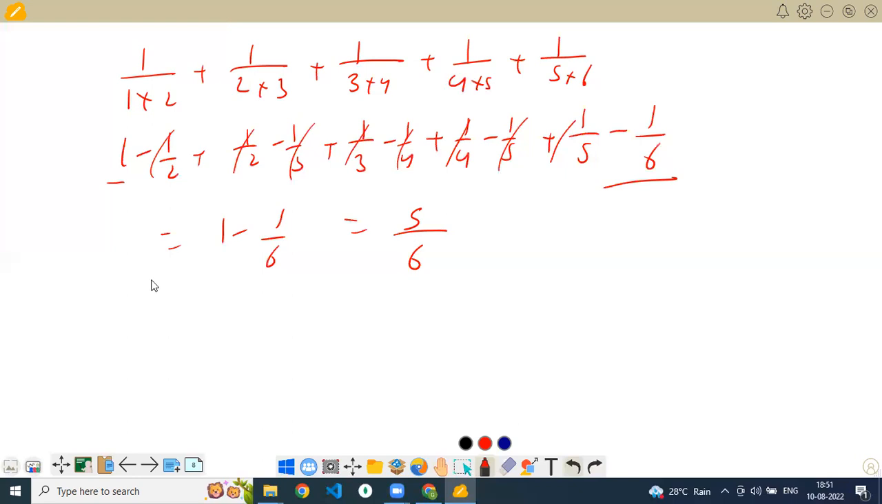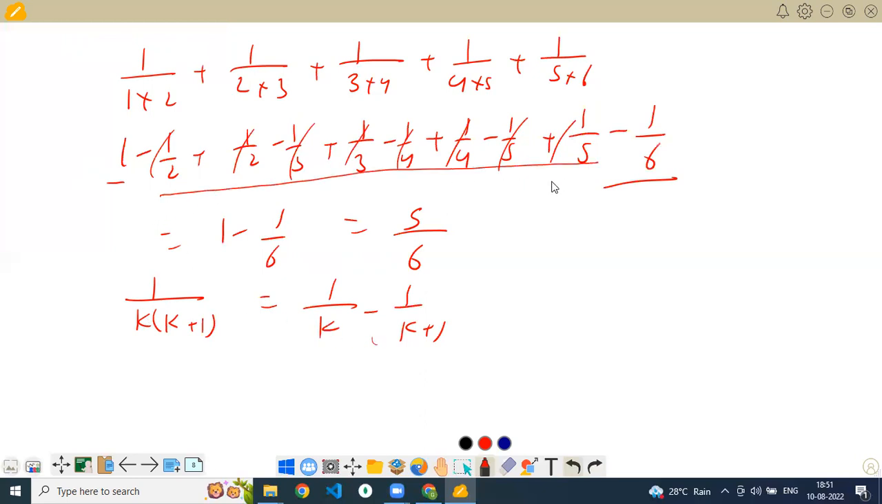So what he has done is he is simply saying that 1 upon k into k plus 1 is 1 upon k minus 1 upon k plus 1. So when you expand it on this formula, what we see is in between all the terms cancel out. The first term for k and the last term for k plus 1 will remain. Okay? Yes, sir.